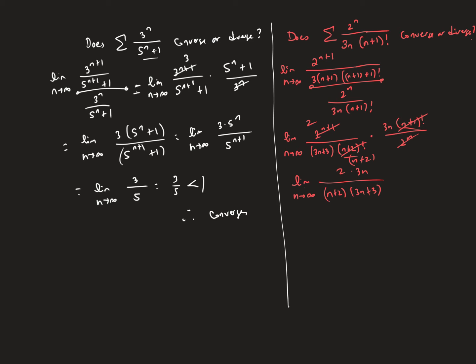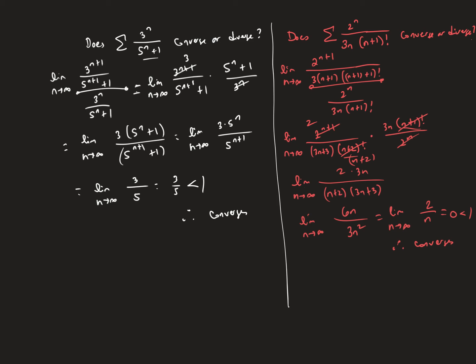Now, going to take this limit, and again, it's an end behavior, so I want to look at the highest degree terms. On top, my highest degree term is going to be 6n. On bottom, if I were to FOIL that thing out, which I'm not going to do because all I need is the highest degree term, I'd end up with a 3n squared. 6n over 3n squared simplifies down to 2 over n, and as n goes to infinity, that goes to 0. That's less than 1, therefore this series converges.